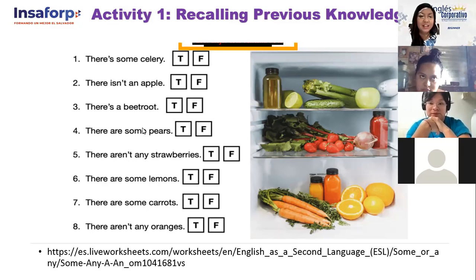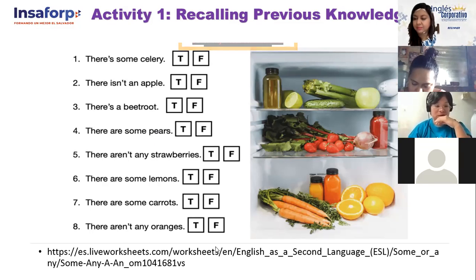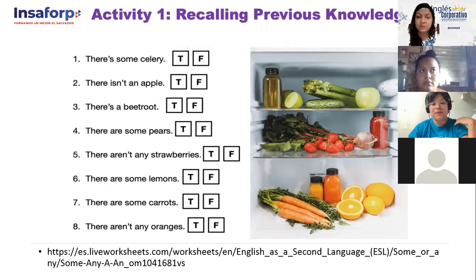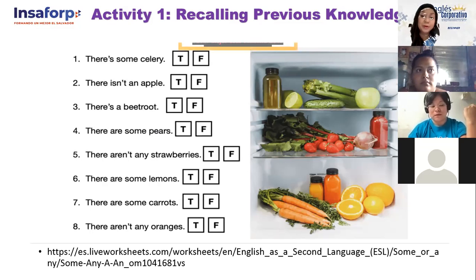Es que porque la vi verde, pensé que era pera. But it's an apple. Okay, number five. Ana? There aren't any strawberries. False. It's false because we can see the strawberries and they look very delicious. Yes.